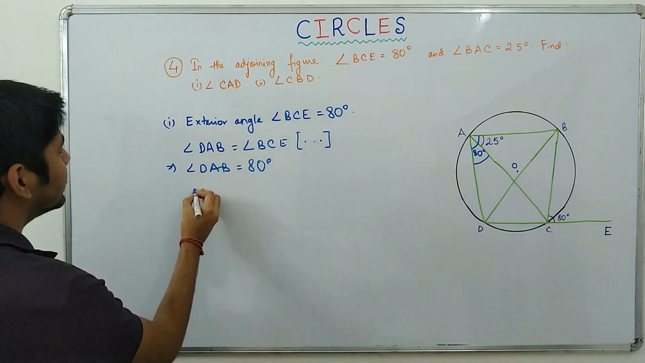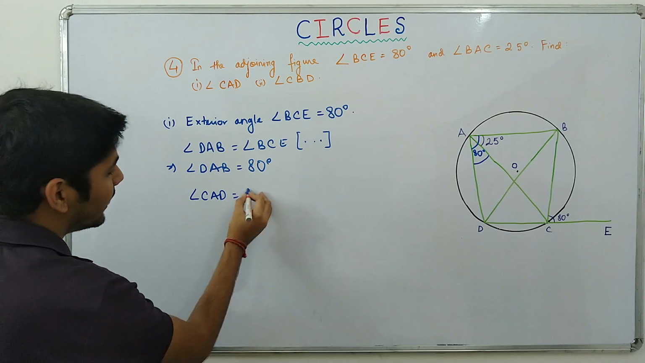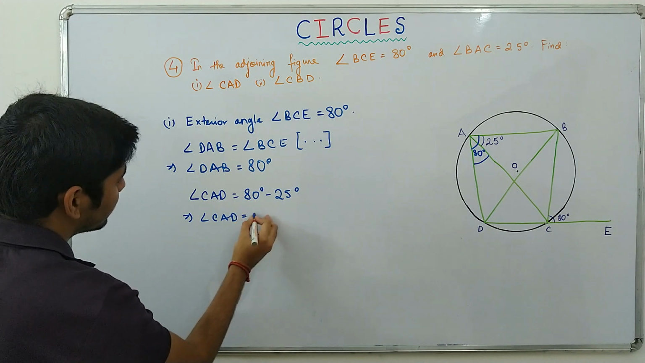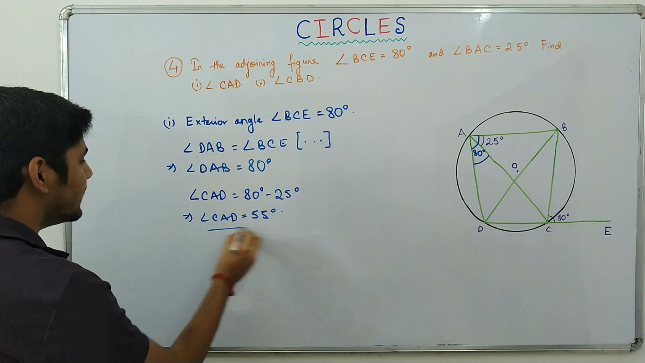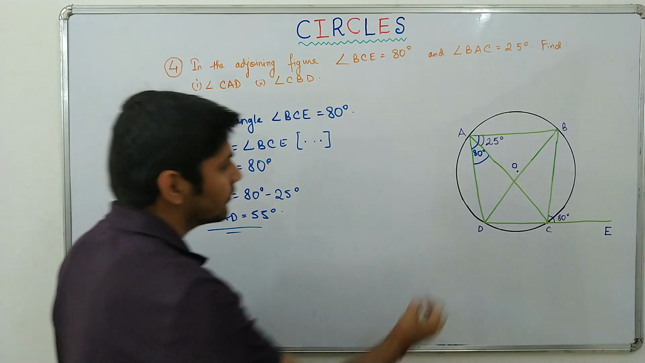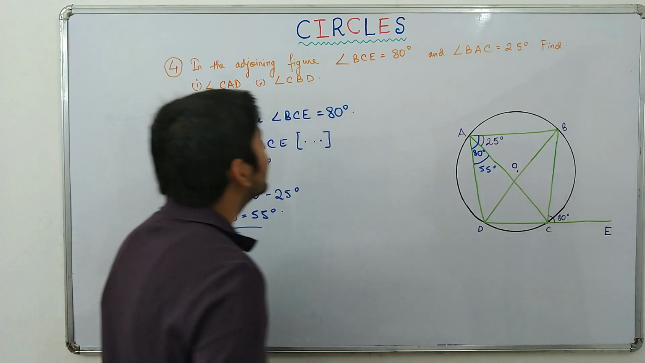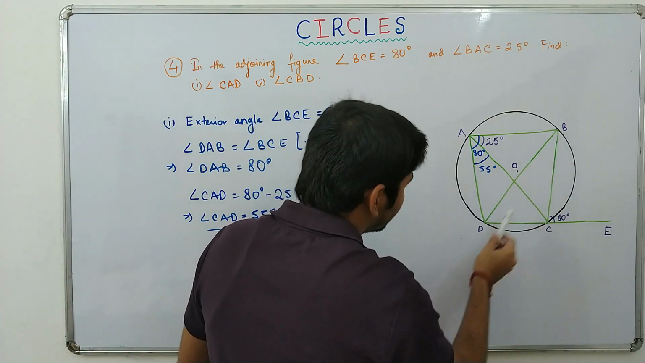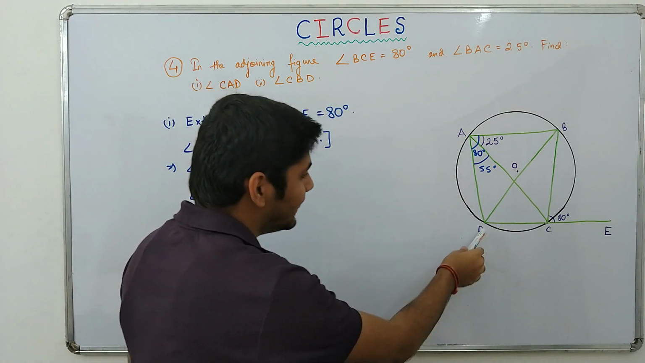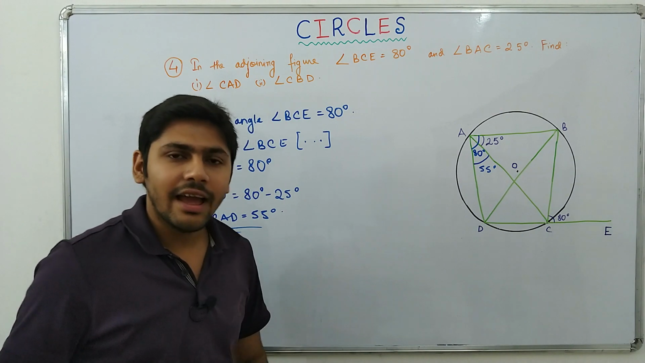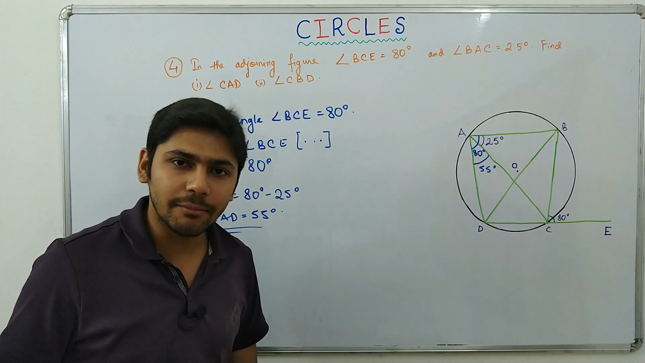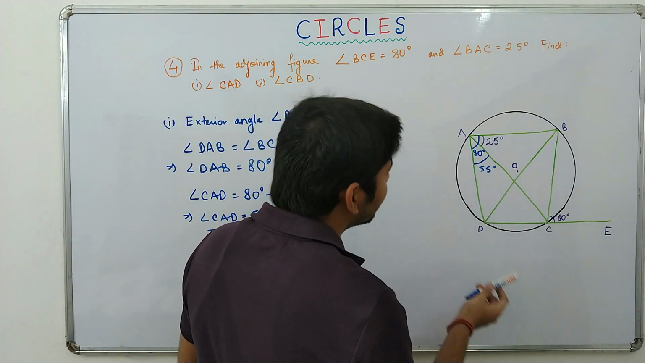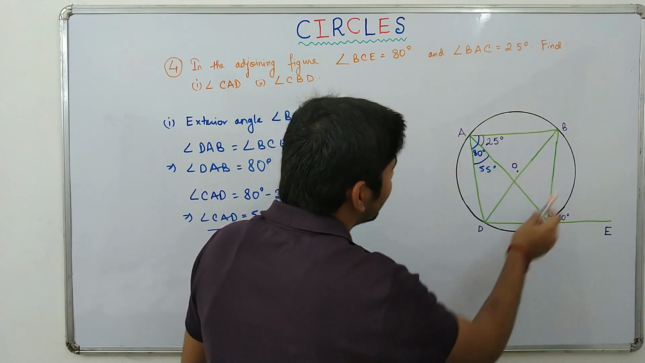So let's calculate it. So we get angle CAD is equal to 80 degree minus 25 degree, that is angle CAD is equal to 55 degree. So we get our first answer, that angle CAD is equal to 55 degree. This is 55 degree. In the second one we have to calculate angle CBD. What is that? Angle CBD. Now we can see that DC is an arc of the circle and we know the angles in a same segment of a circle are equal.